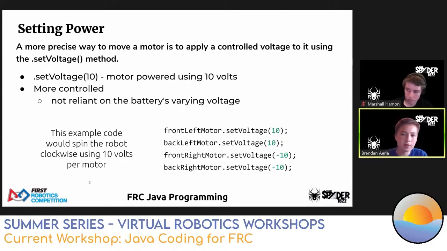This way of powering is a lot more controlled because the number that we use doesn't sway based on the battery's voltage. So in this example, it would also spin the robot clockwise because the left motors would go forward while the right motors reverse. But now it's a lot more accurate because the motors are using the exact same voltage.